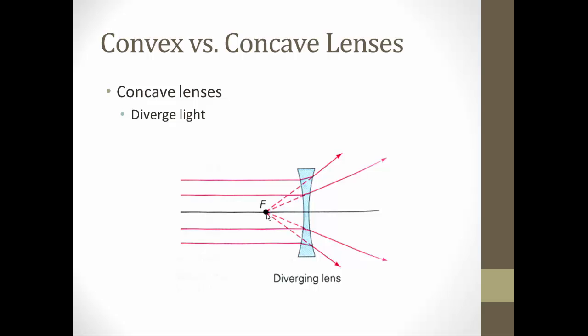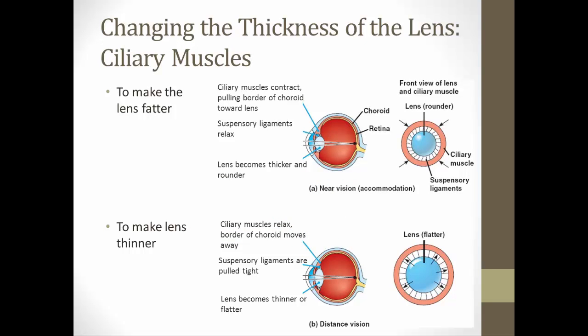But just get the idea that a concave lens isn't particularly going to be helpful in focusing light for our eyeball. However, you'll see where we are going to use concave lenses in order to fix particular disorders with our glasses. Now, if changing the thickness of the lens changes the amount of refraction, then how do we change that thickness? Well, that has to do with the ciliary muscles and the suspensory ligaments around it.